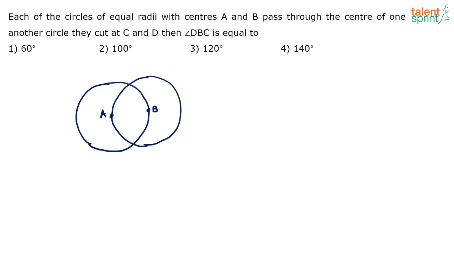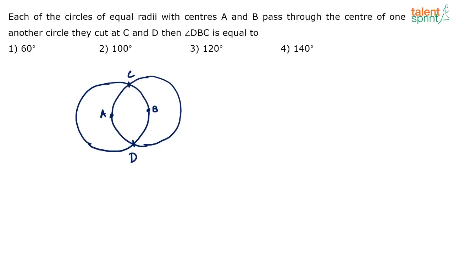Now, what are they saying? Each circle has equal radii. So, the radius of each circle is the same. And with centers A and B, each circle is passing through the center of the other circle, right? So, this is what is given. Now, what are they saying? They are saying that these circles are cutting across each other at points C and D.